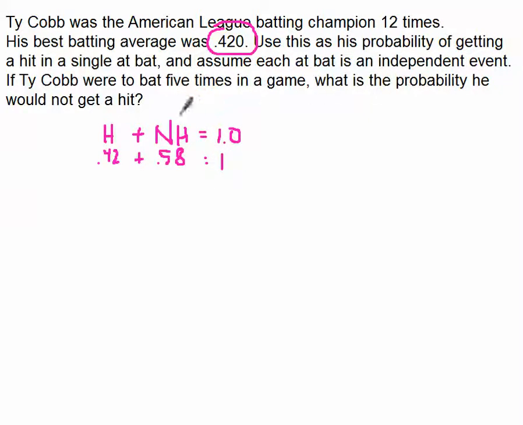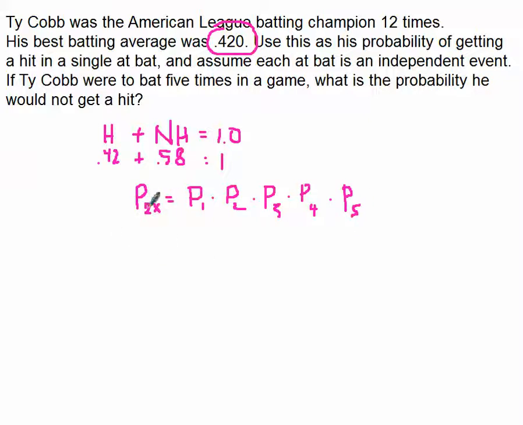In this question, it's asking, what are the chances that in 5 times up to bat, he's not going to get a hit? Well, again, we know the probability of finding more than 2 events happening in a row is the probability of the first event times the probability of the second event times the probability of the third event times the probability of the fourth event times the probability of the fifth event.